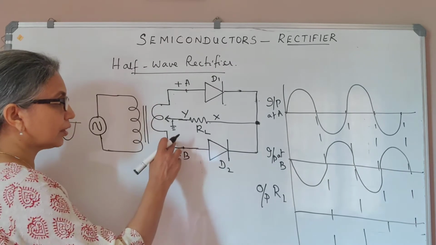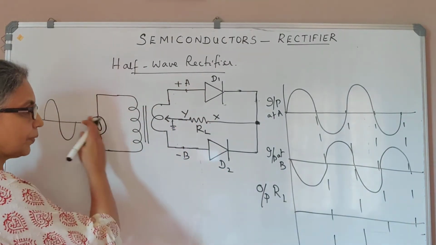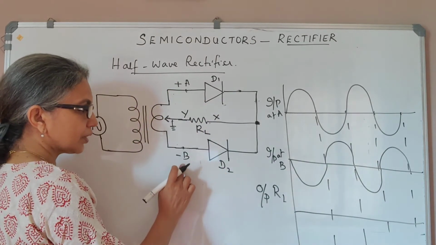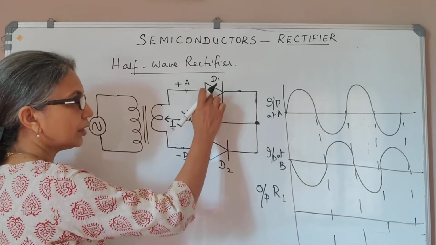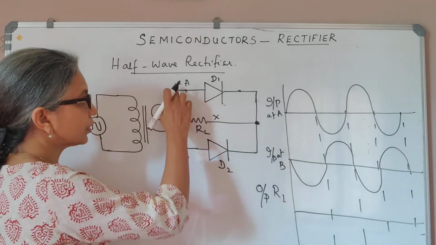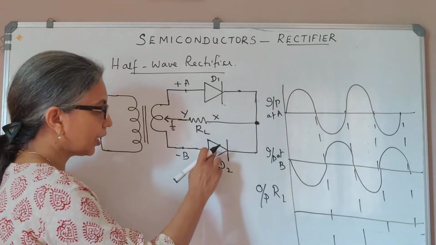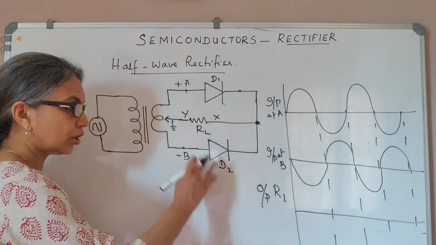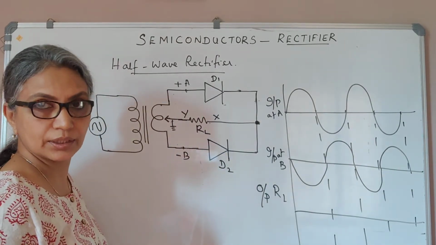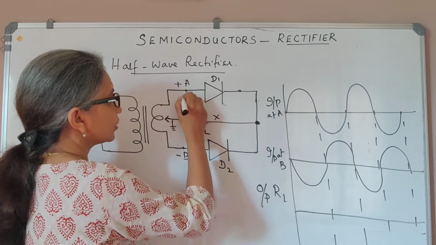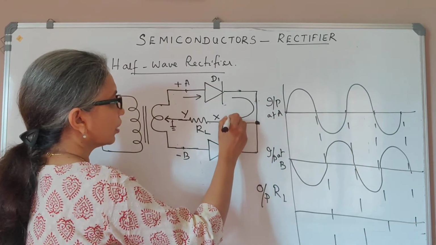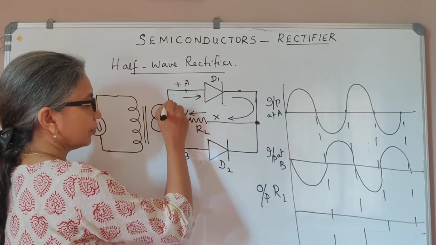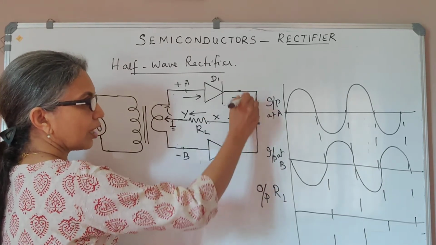Now, if you look at this, when your input supply is given, this end A becomes positive and end B becomes negative. Now what that means is diode D1 is forward biased, right? Because positive is connected to P type, but diode D2 is reverse biased because negative is connected to positive. So diode D2 does not conduct, but D1 will conduct. So what happens is your current will move in this direction, come here and then move across X and Y to the ground. This is the circuit. This is the current flow direction.